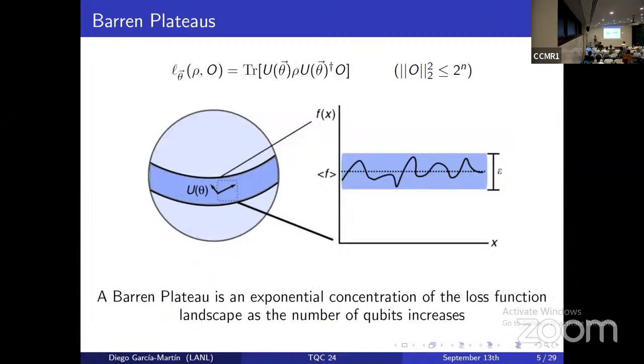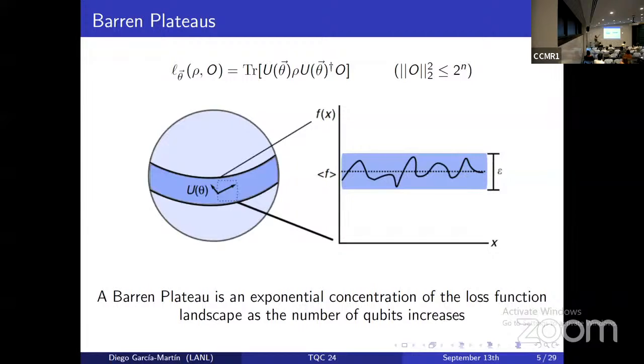Let's say we have a quantum state rho. We have an observable O with bounded norm, for instance, a Pauli observable. And then we have an ensemble of unitaries U, which may or may not be parameterized. In the setting of variational quantum algorithms and quantum machine learning, they are parameterized, but this is not needed for what I'm going to tell here.